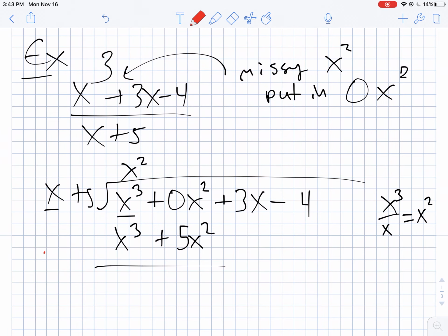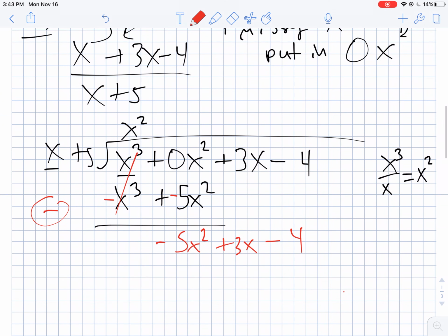Okay, now I'll subtract. And again, I'm going to minus and a minus. And then from here, we're going to carry through. We did the divide, multiply, subtract like usual. I just want to show you the 0x squared, so I'll go kind of faster through this. 0 minus 5 is negative 5x squared. Plus 3x minus 4, good to write these terms out again. So I'll divide the first terms in here, so negative 5x squared over x. The x's cancel, negative 5x.